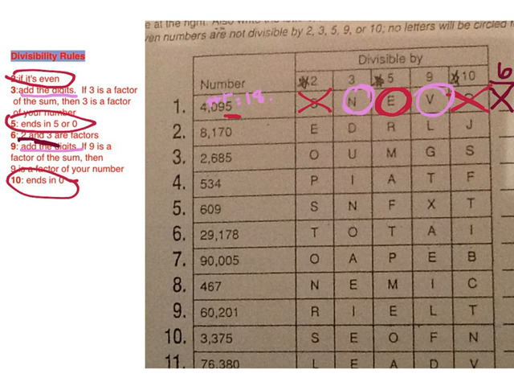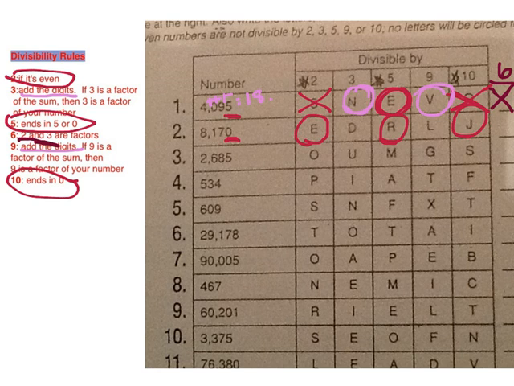8,170. Okay, first we're going to check for 2, 5, and 10. All we have to do is look at what it ends in. It ends in 0. Is that even? 0 is even, so therefore it is divisible by 2. Does it end in a 5 or 0? Yes, it's a 0, so it's divisible by 5. Does it end in 0? Yes, so it is divisible by 10.